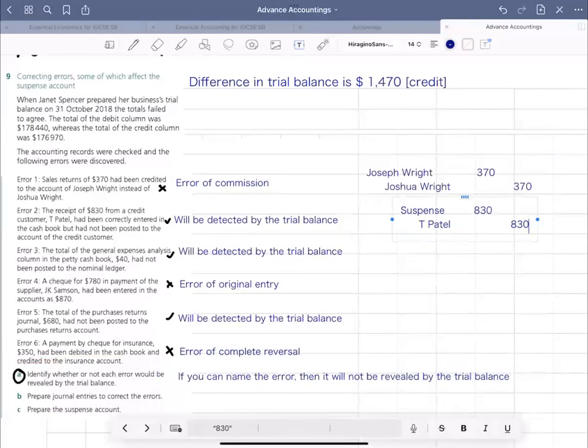Okay, next one. This one will also be detected by the trial balance because it's only one-sided. Since we made a payment for general expenses, it is credit $40 on petty cash. So we are supposed to debit general expenses $40, credit suspense.